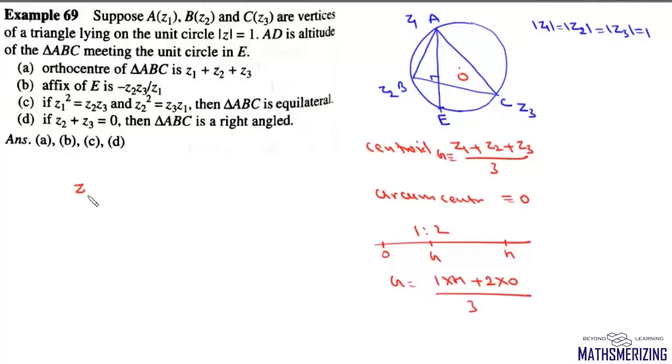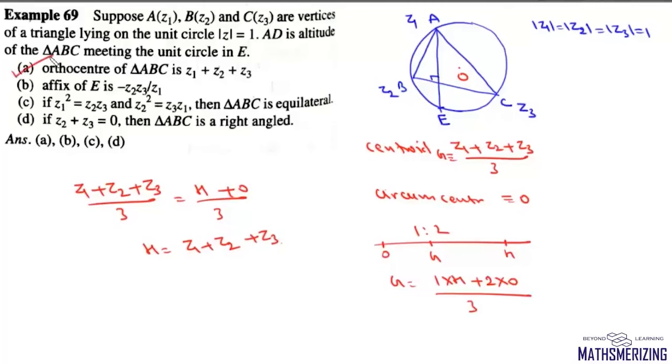So we can write (Z1 + Z2 + Z3)/3 is equal to (H + 0)/3. So H is Z1 plus Z2 plus Z3. So the orthocenter of this triangle is Z1 plus Z2 plus Z3, and that's your option A.